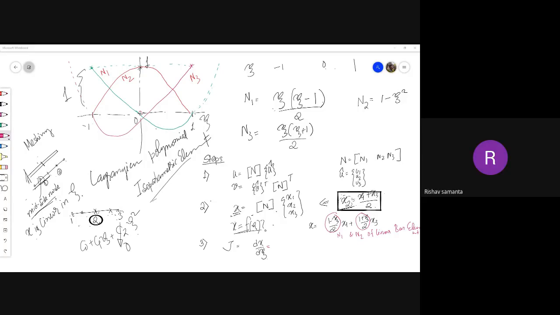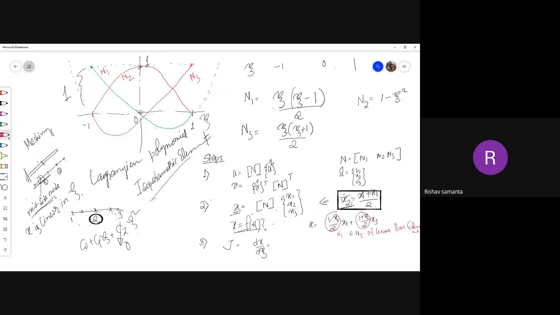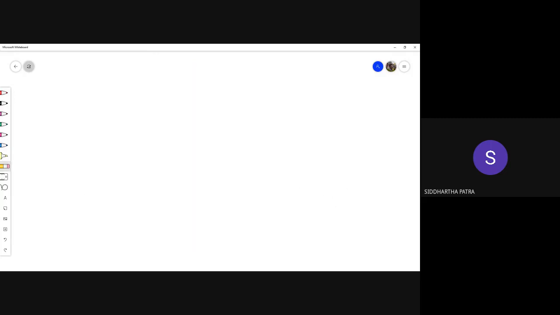Sir, x3 minus x1 by 2, dx dxi, where LE is the element length. Yes, sir. Okay. So next you would go for step 4.